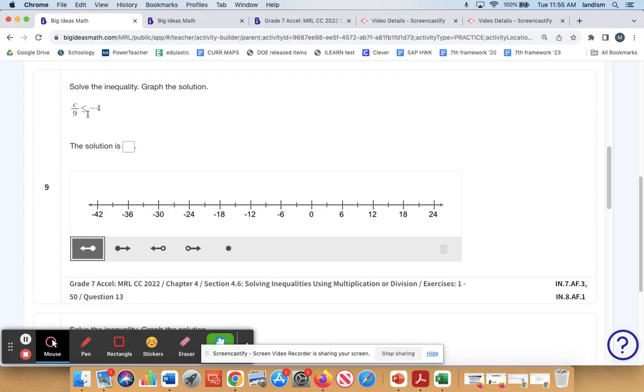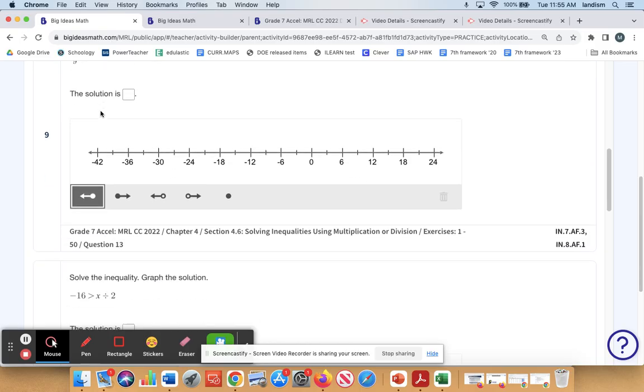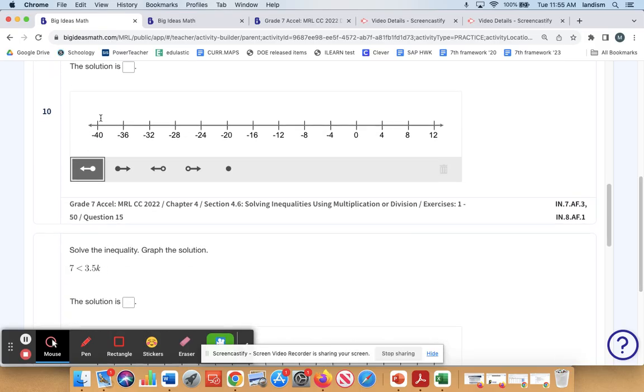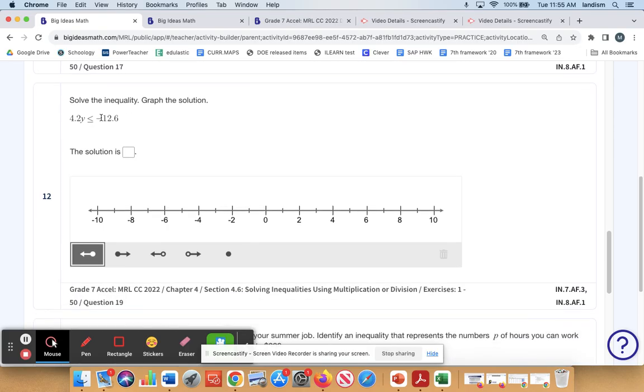Then we're just graphing them. Multiply by 9. Don't flip the sign because the 4 is a negative. It's the 9 you're multiplying by each side. Same thing there. No need to flip the sign.